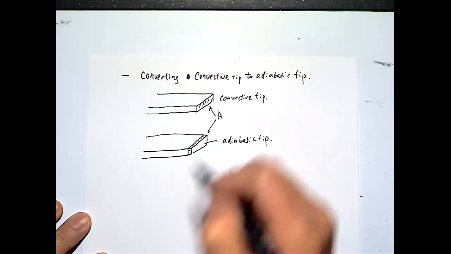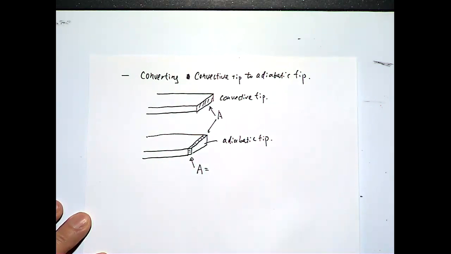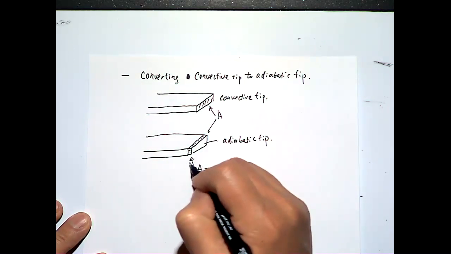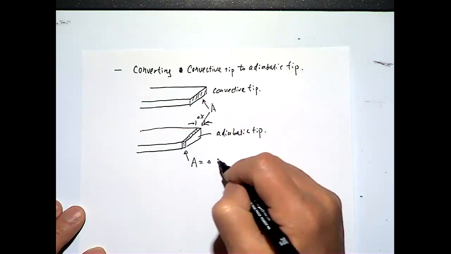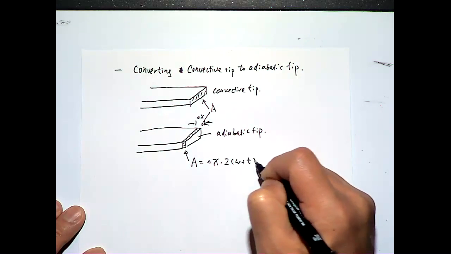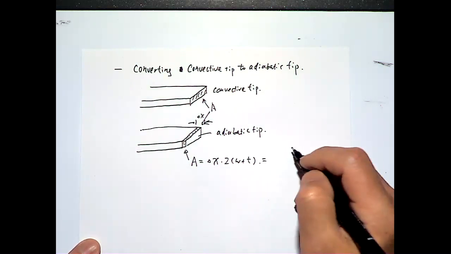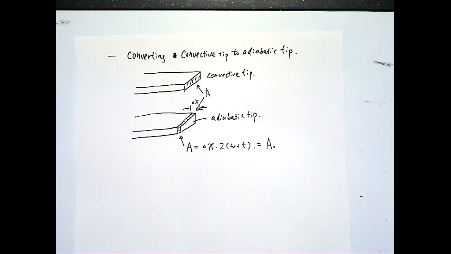So this area and that area are equal, which means the additional length delta x times the perimeter of the fin, which is 2 times (w plus t), is equal to the cross-section area, which is w times t.